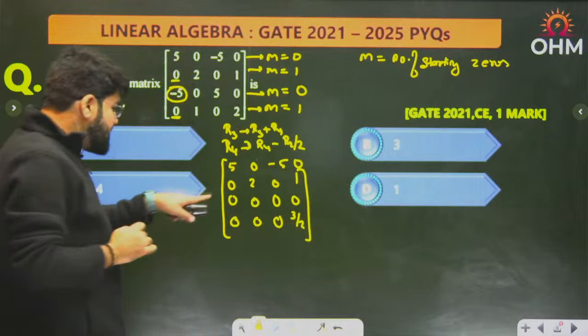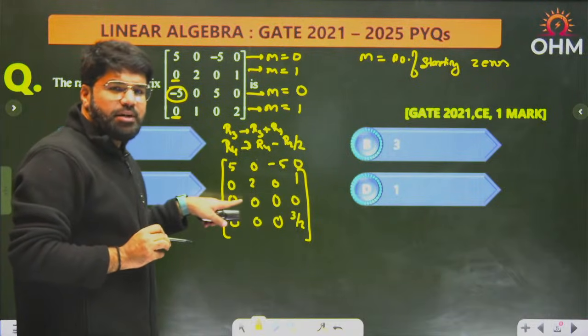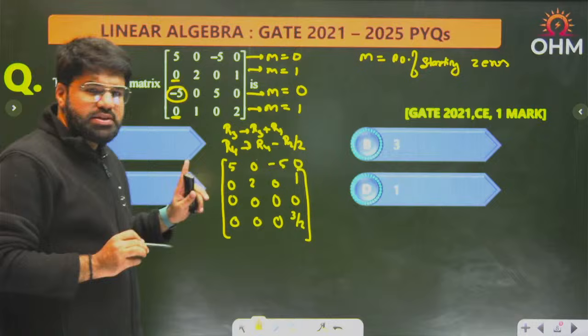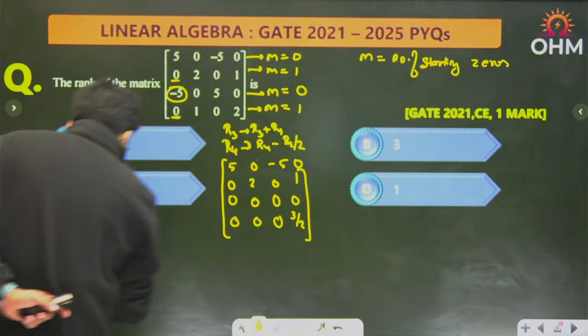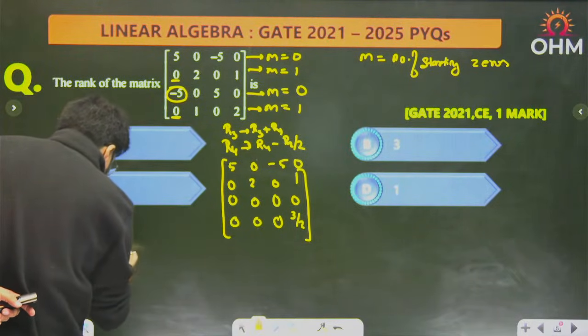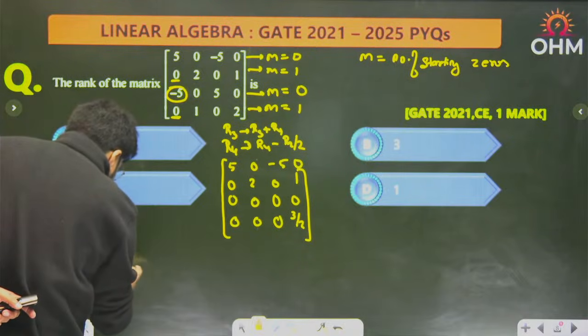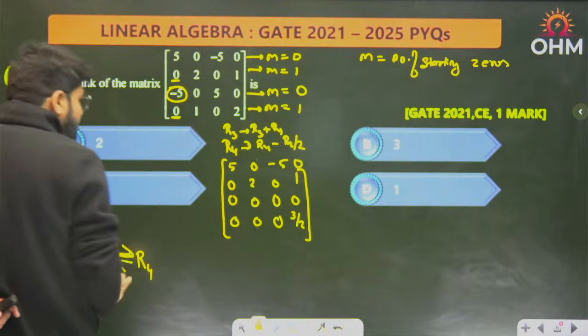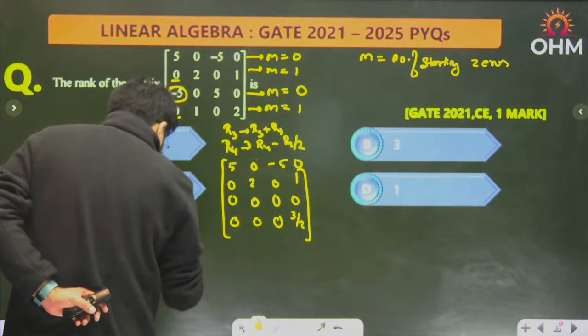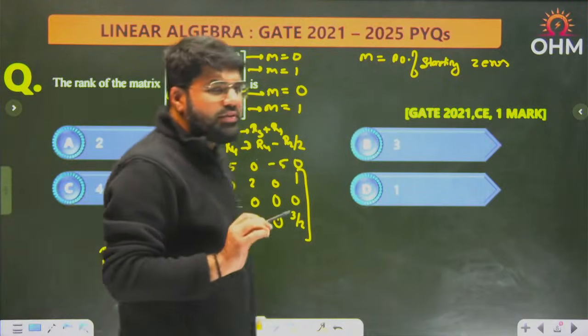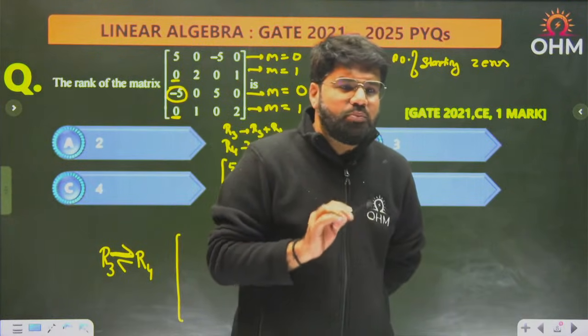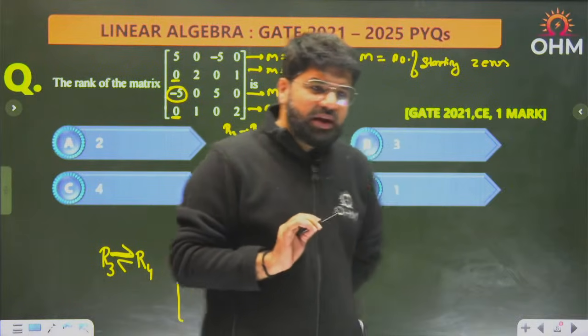Okay. Now see, there is a row of 0, but that is at the third place. I will send it at the last place. So R3 I am going to replace with R4. See, the determinant sign will change, but no problem. I am only concerned with how many zero or non-zero rows are there. I am not concerned with the sign of the determinant as of now.